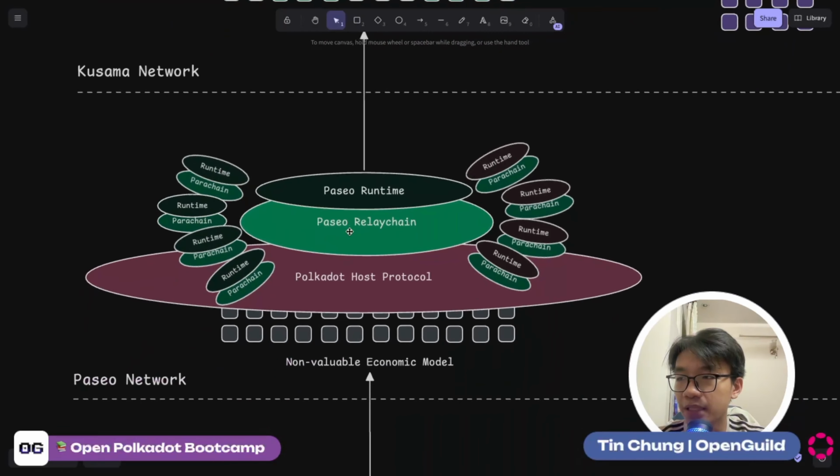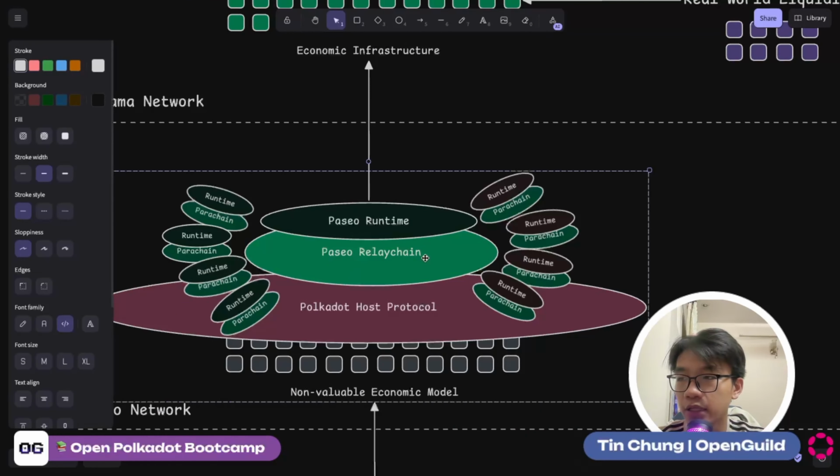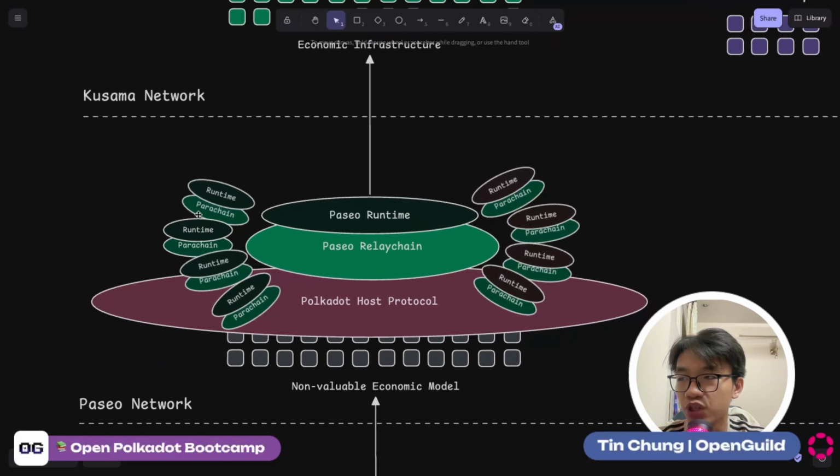And we have Paseo. Paseo is a testnet. The Paseo testnet is also similar to Kusama and Polkadot in that it has its own relay chain, and the runtime sits on top of the Paseo relay chain. And Paseo also has a set of different sharded networks, which are called parachains, and each parachain also has its own runtime.